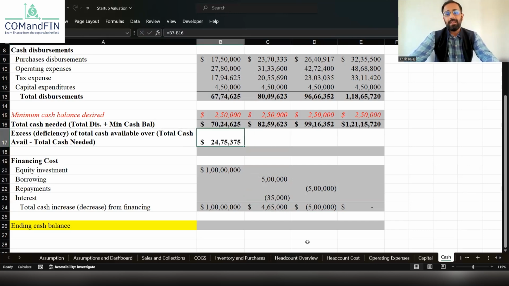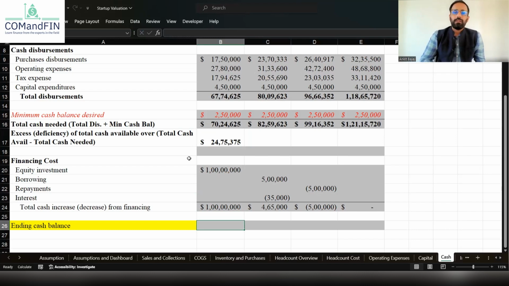We have excess funds here of 24 lakh 75,000, and the owners of the business have invested 1 crore into the business. So what is going to be the total ending cash balance here? If I want to find out the ending cash balance, or how much cash the company has with them.